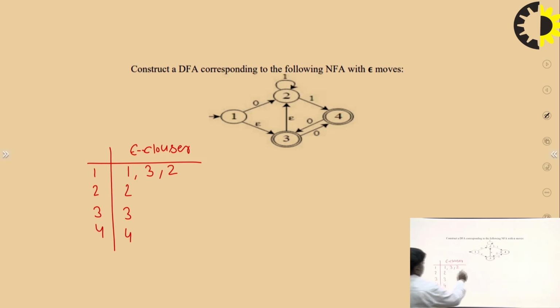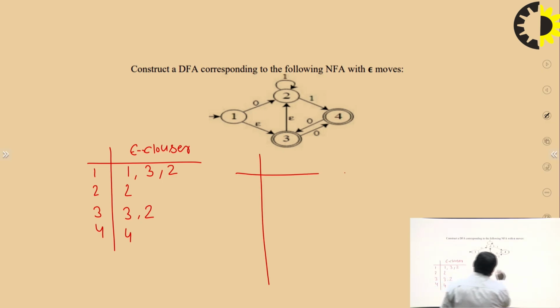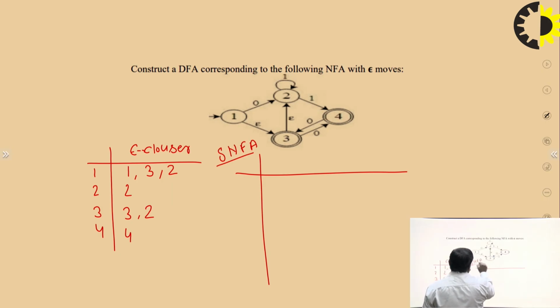Now with the help of epsilon, can state 2 move anywhere? No. It means no other state is added in the epsilon closure of state 2. Now the epsilon closure of 3 is 3 and 2, and for the epsilon closure of 4, there is no movement. Now we find the transition table of the NFA.